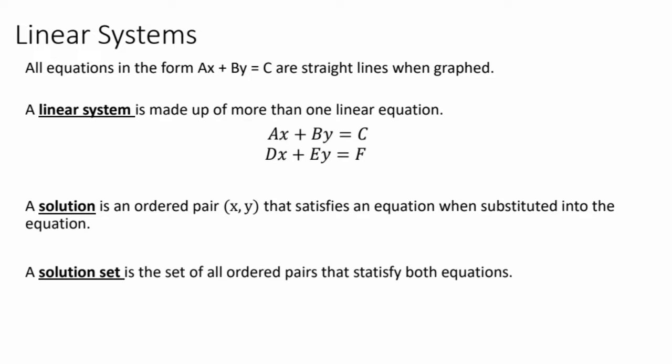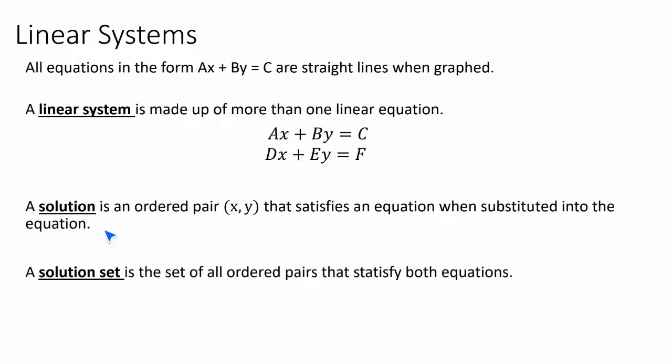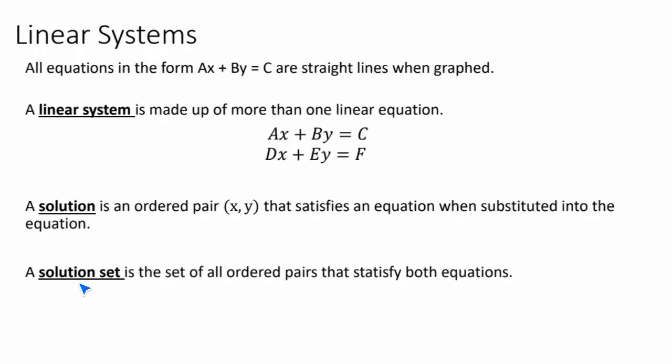And so a solution is just an ordered pair that satisfies both equations when you substitute it into the equation. So if you have this ordered pair and you replace it with x here and with y here, you're going to get a valid equation. And if you do the same for the second one, if it is valid, then we say that it's a solution. Now, sometimes you're going to have more than one solution. And so a solution set is just going to be a set of all ordered pairs that satisfy both of those equations.